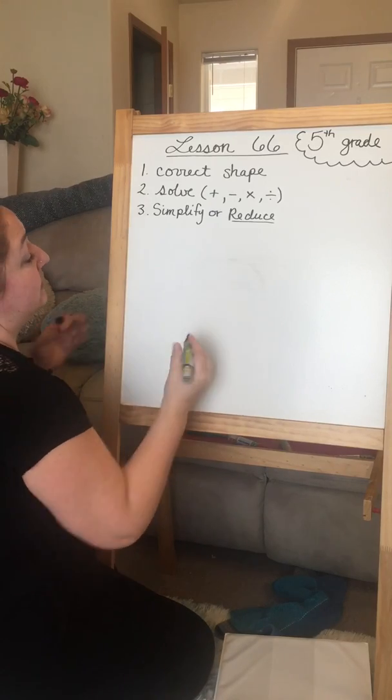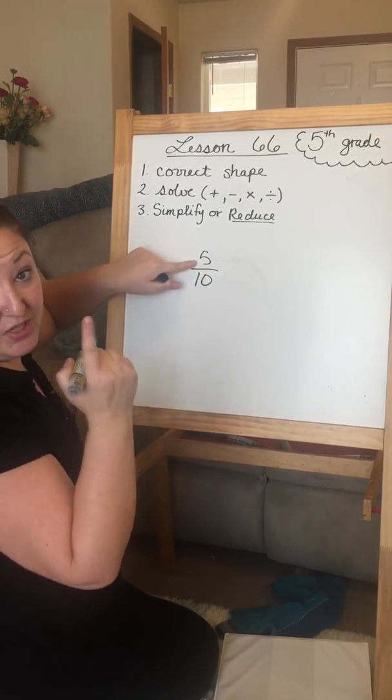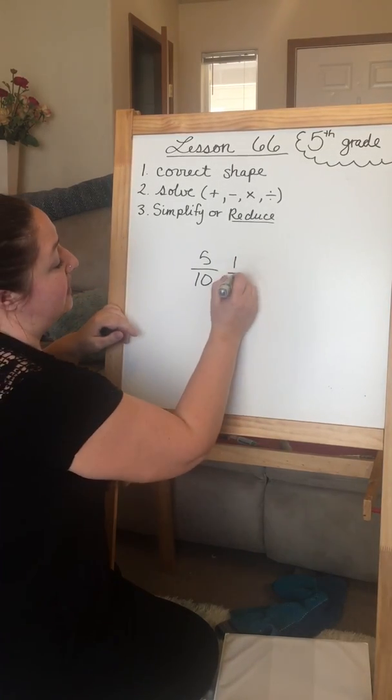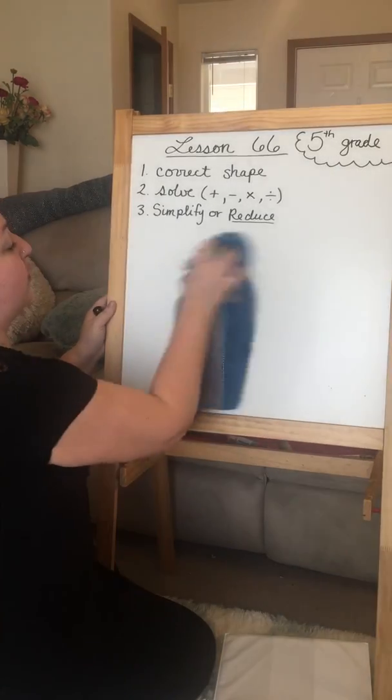So if you have 5/10, well, 5 goes into 5 one time, and 5 goes into 10 2 times. So now we've reduced it to the smallest it can be. Okay? Just a refresher course.